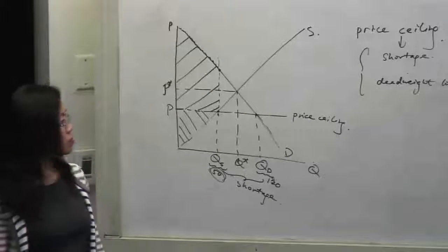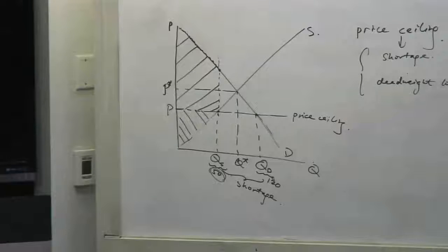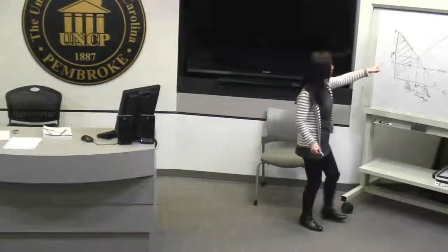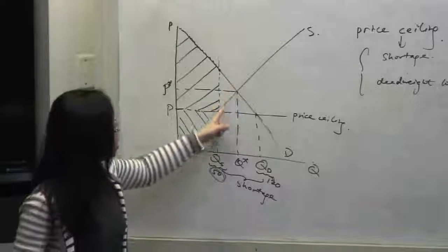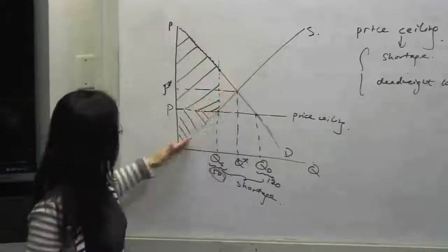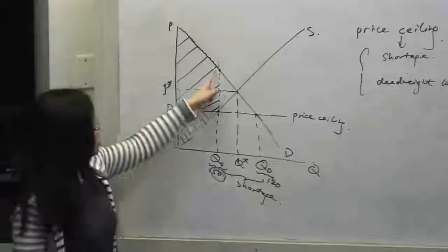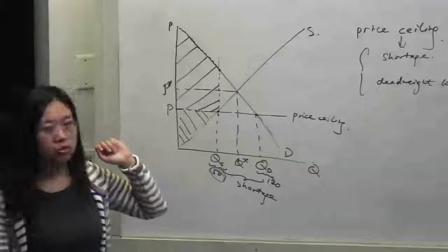Okay. Now, is it clear where the deadweight loss is? Where's the deadweight loss? It's this little triangle here, right? Because this one has been lost. Before the price is implemented, this whole thing is social welfare, right? But right now it's only this. So this is the deadweight loss.